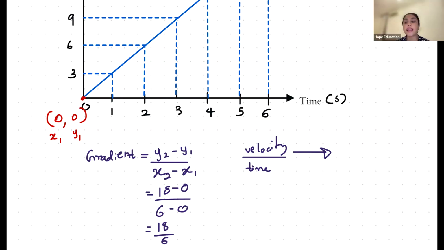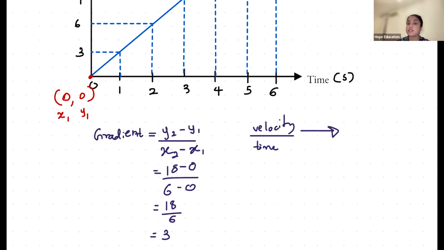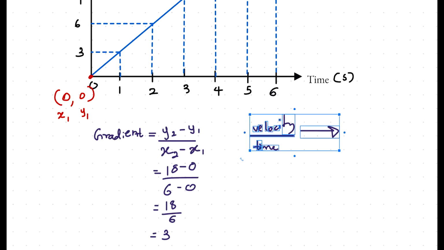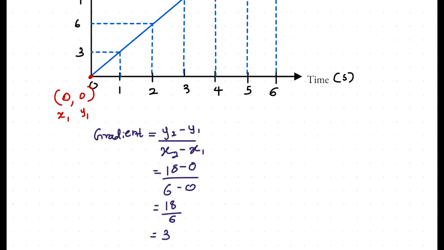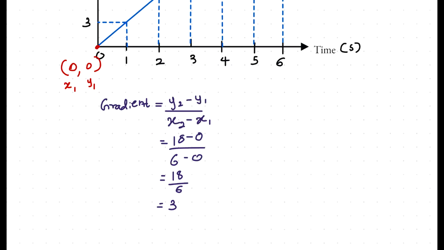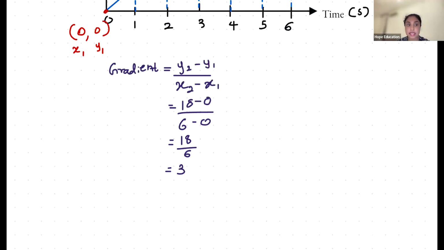Acceleration. In a velocity time graph, from the gradient, you get the acceleration. If the gradient is 3, then we can say therefore acceleration is 3, and we put the unit ms minus 2. 3 ms minus 2. Yes, Ashish, what is the question?